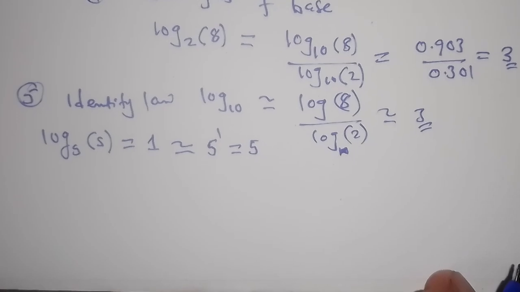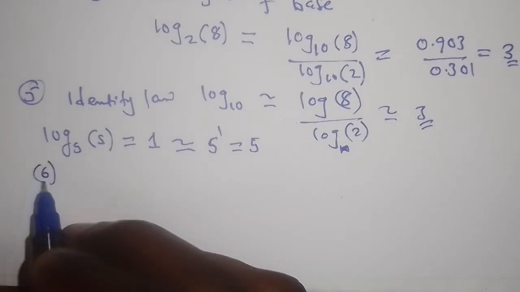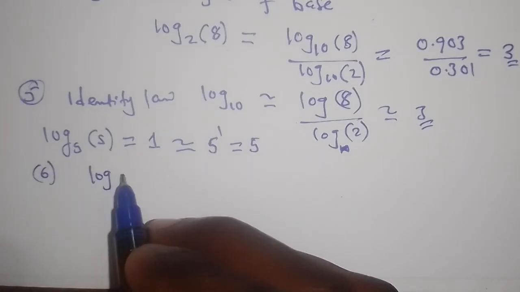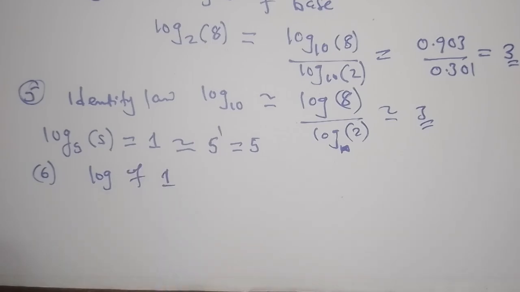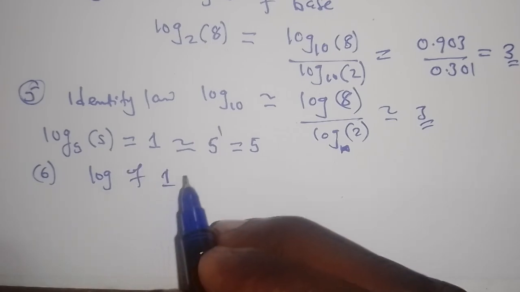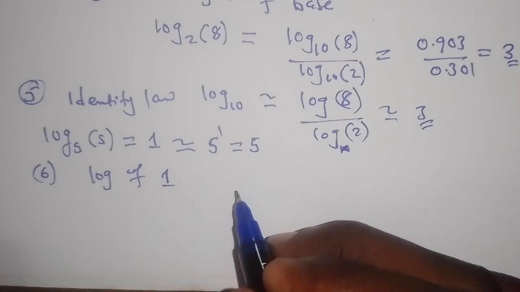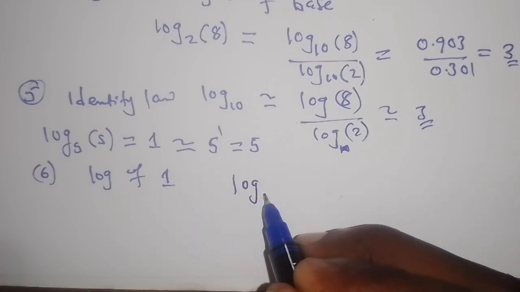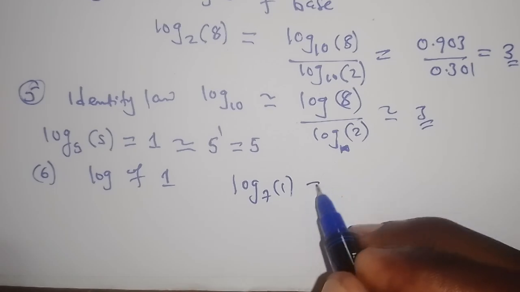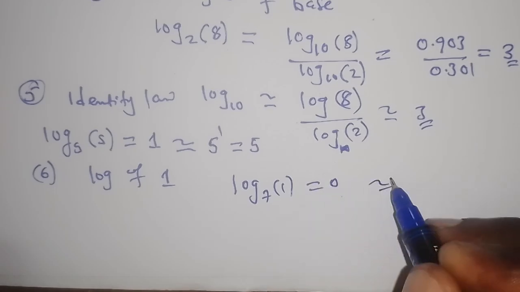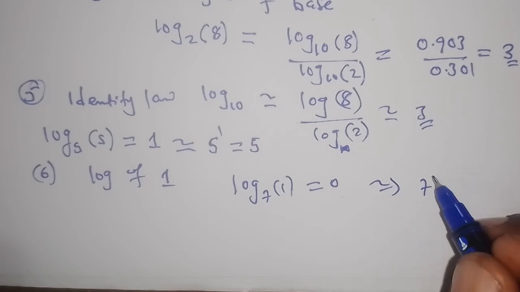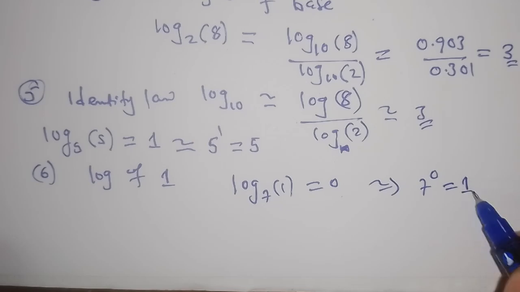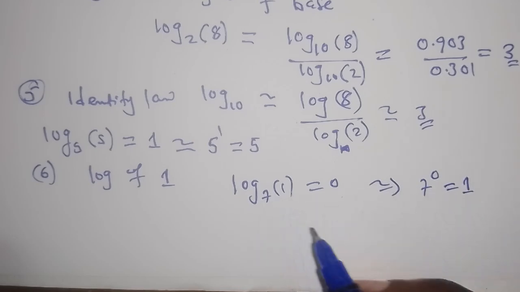And then the last one is the log of 1. The thing to understand about the log of 1 is, for instance, log base 7 of 1 is equal to 0, because anything to the power 0 gives us 1, and this is the equivalence of this log of 1.